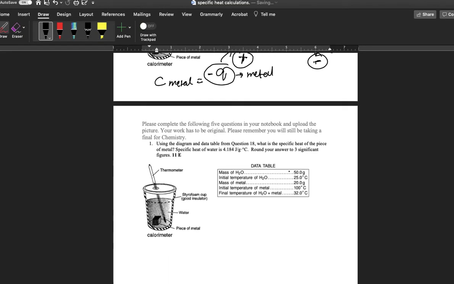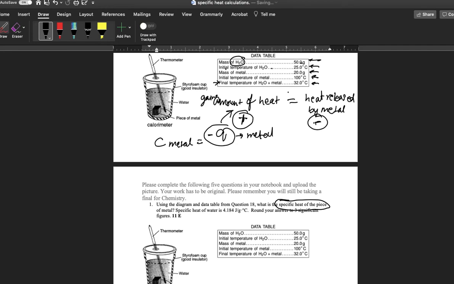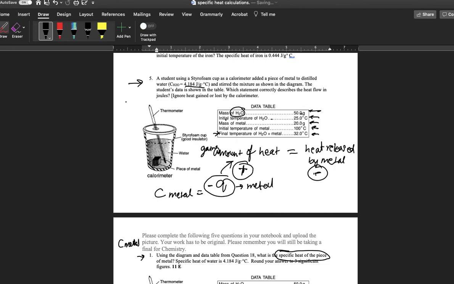Okay, and that's how you do this one down here. This one down here is asking you what is the specific heat of the piece of metal. It looks like this is the same data. Okay, down here you're going to find C of metal, the specific heat capacity of the metal. Up here you're only going to talk about the energy flow. Okay, hope that helps.